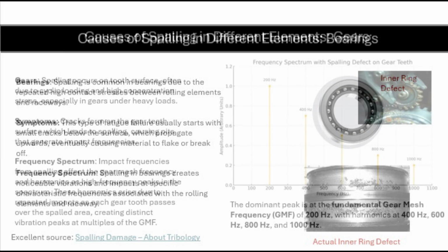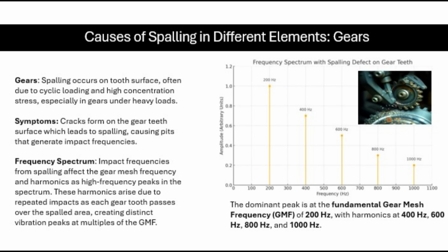elements and raceway. Spalling in gears and sprockets occurs at the most critical contact point, the tooth surface. This often occurs due to cyclic loading and high concentration stress, especially in gears under heavy loads. These cracks on the gear teeth surface lead to spalling, causing pits that generate impact frequencies. Impact frequencies from spalling affect the gear mesh frequency and harmonics as high-frequency peaks in the spectrum. These harmonics arise due to repeated impacts as each gear tooth passes over the spalled area, creating distinct vibration peaks at multiples of the GMF.